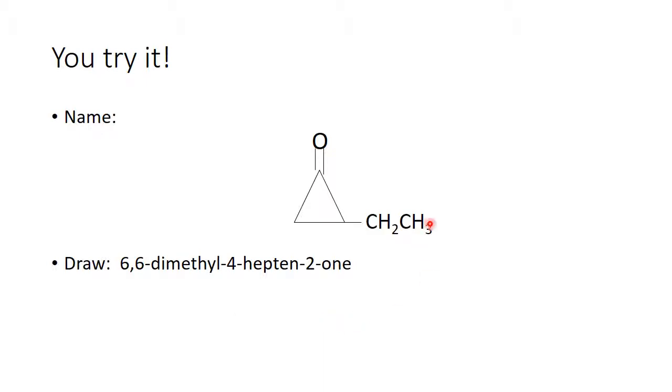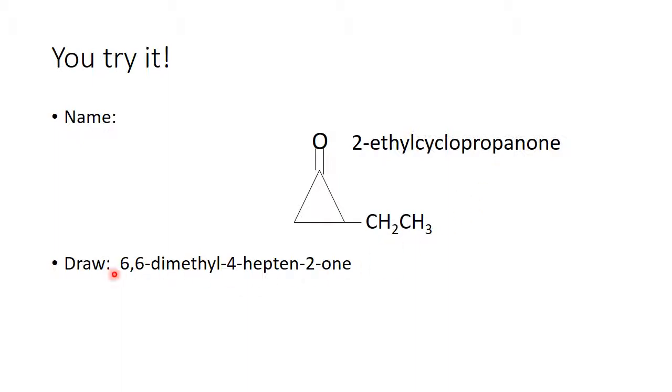Okay, for this compound up here, this is 3 carbons, so it's prop, cyclopropanone. The ethyl gets the lowest number, but the carbonyl must be on the number 1 carbon, so we're going to choose 2-ethylcyclopentanone. Excuse me, propanone, my bad.